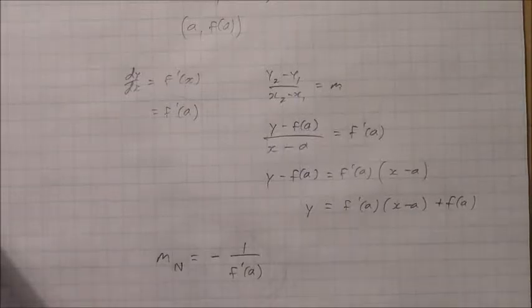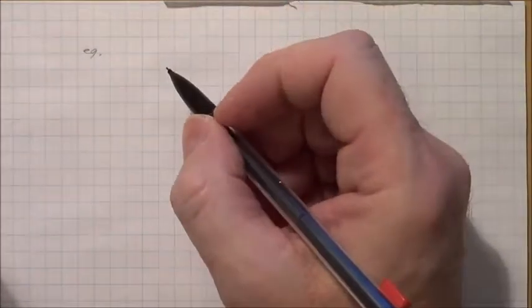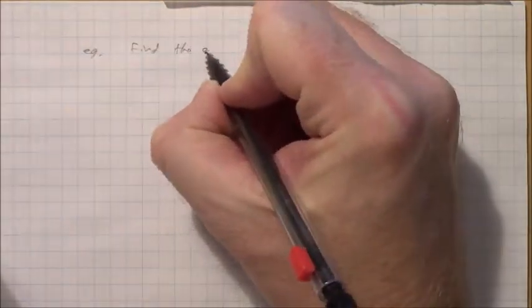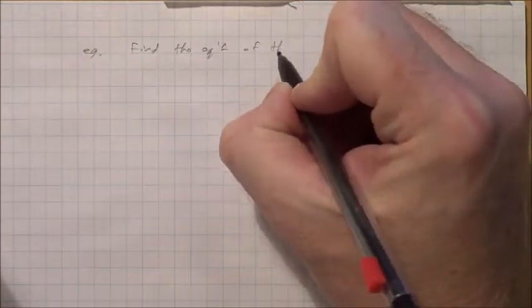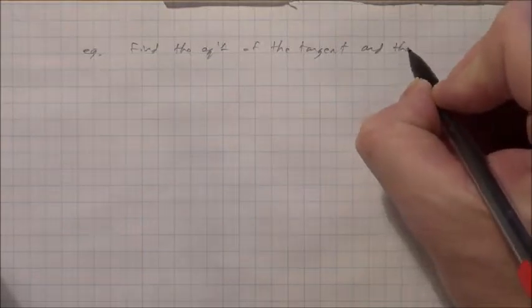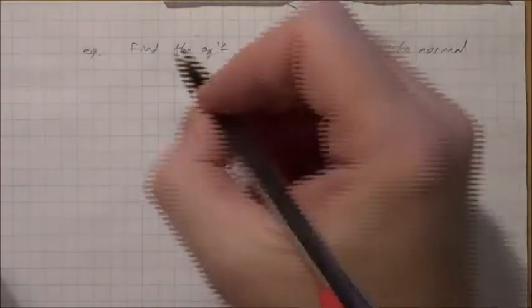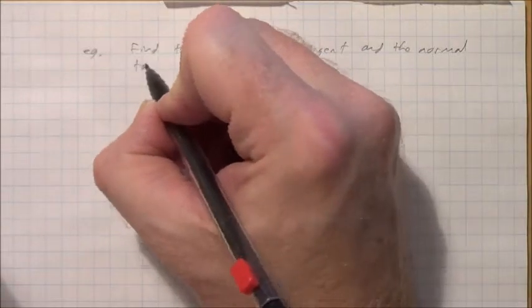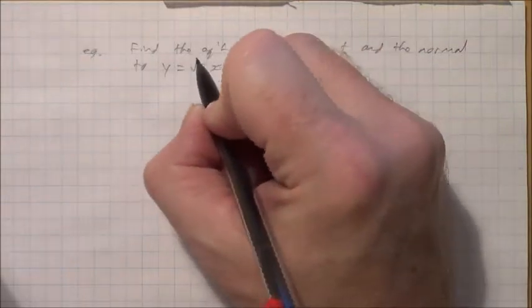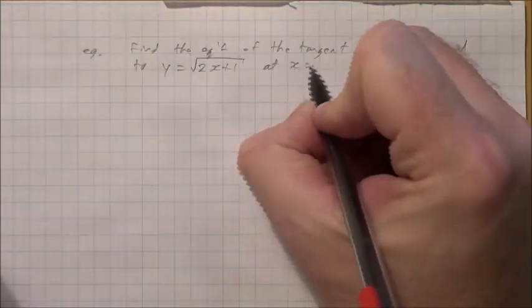So what we're going to do is find the equation of the tangent and the normal to this function, y equals root of 2x plus 1, at x equals 4.